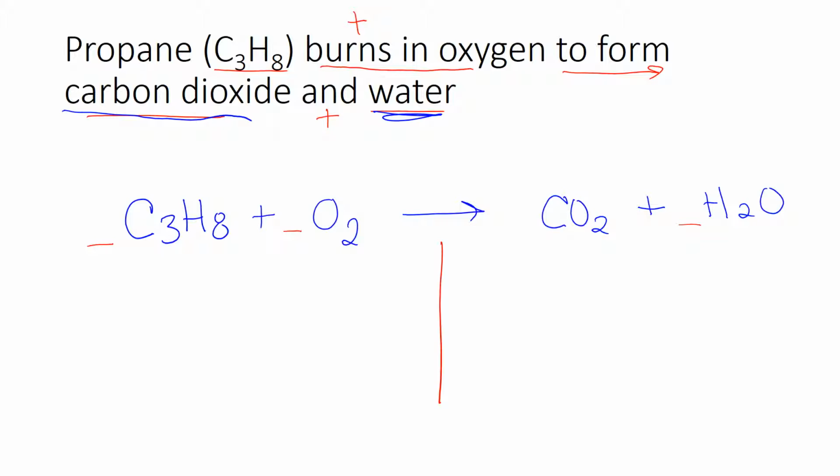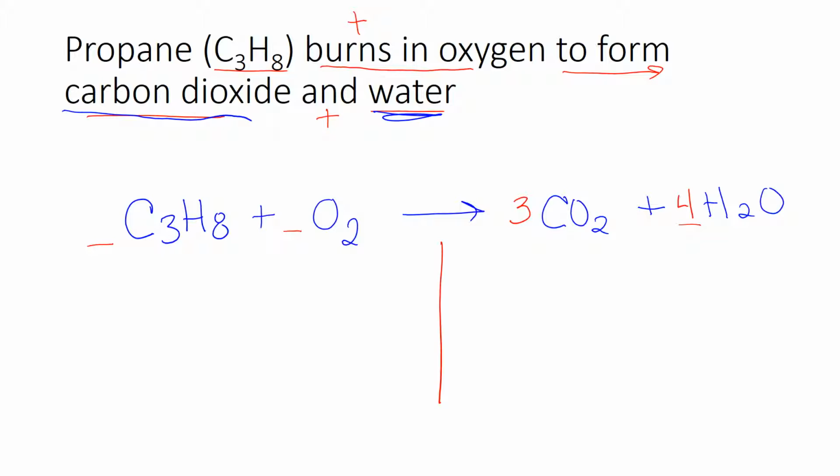Let's start with carbon. Here we have 3 carbons, and on this side we only have 1. So I'm going to think of a number that I can multiply by 1 to get 3, which is 3. Now they're balanced. Moving on to hydrogen, I have 8 hydrogens on the reactant side and only 2 over here on the product side. So I need to think of what times 2 will give me 8, and that number is 4. So now I have 8 hydrogens on both sides.